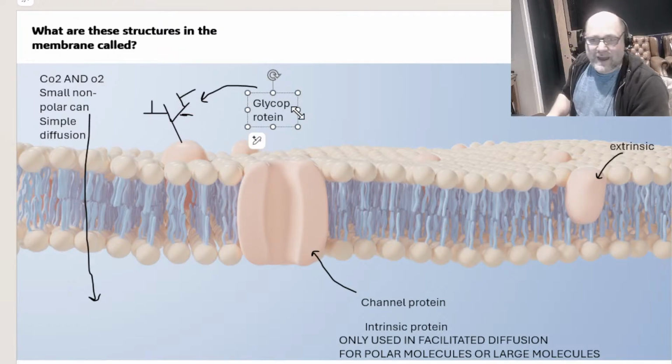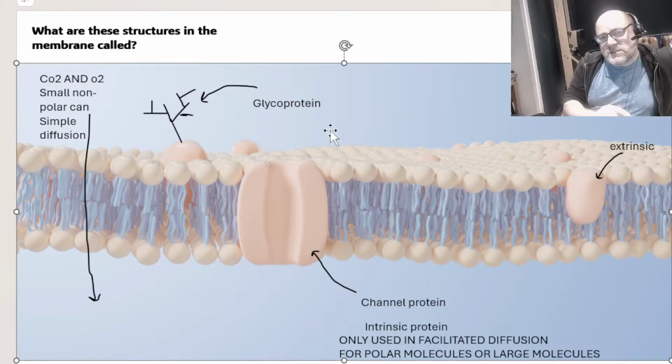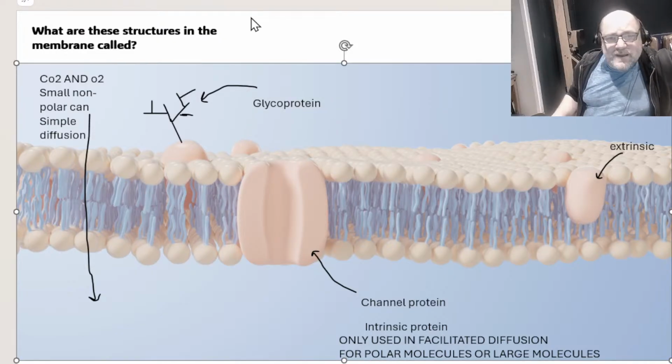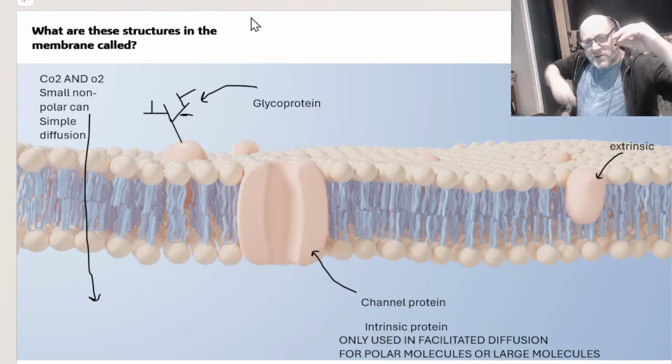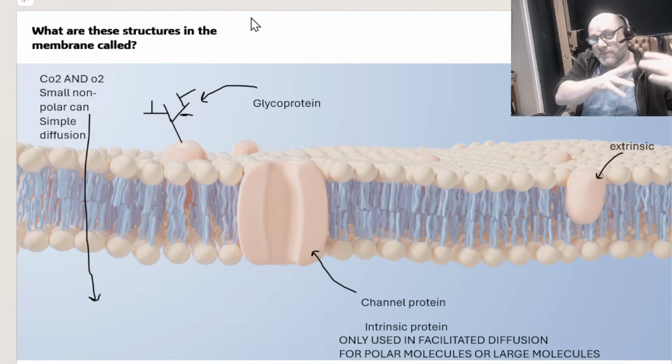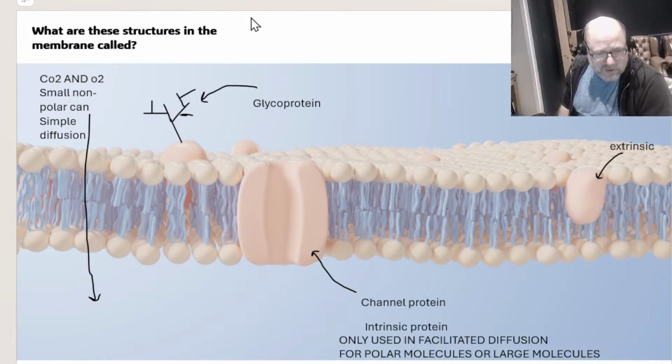Okay, give me 3 functions of glycoproteins. Whether you're OCR, Edexcel, or AQA, you need to know at least 3 functions of glycoproteins. In the ideal world, I'd be able to draw little hexagons to show you that it's made of glucose molecules, i.e. glycogen. It's a polymer of glucose, heavily branched, obviously.